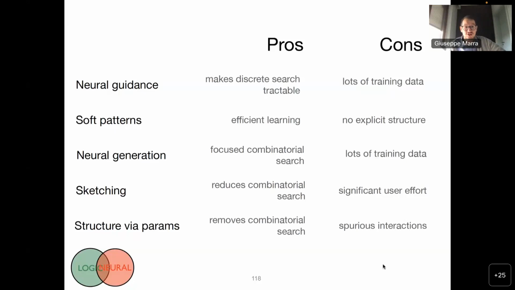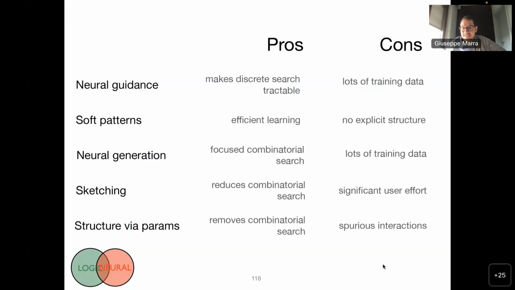So the idea of soft patterns, which is the one in neural morphology network, makes the learning extremely efficient, no combinatorial search, but the structure is not explicit anymore. So you don't have very defined logical rules, but you have these neural nets that can do whatever they want. So you just keep the structure of the data, but not of programs. In neural generation, it's very similar to neural guidance, where you need to learn this generation network that guides your search, and in order to do this, you need a lot of training data. When you go to sketching, it has a much smaller search space, so it reduces the combinatorial search, but it requires some significant user effort in defining the sketch of the program.